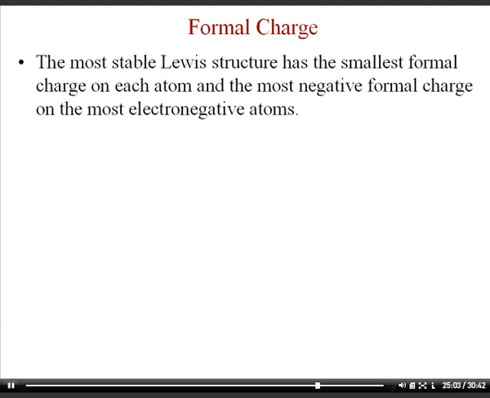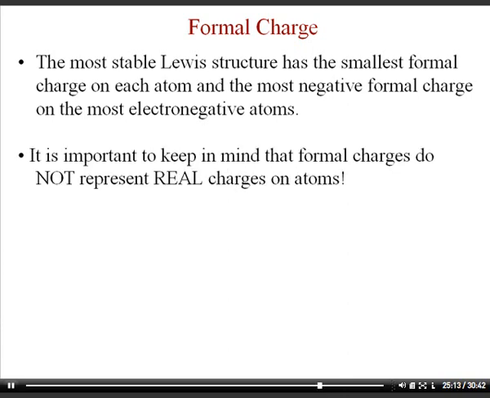On the next page, it says the most stable Lewis structure has the smallest formal charge on each atom and the most negative formal charge on the most electronegative atoms. So if there's a debate on which resonance structure is the most stable, you look at the electronegativity of the elements and calculate the formal charge.